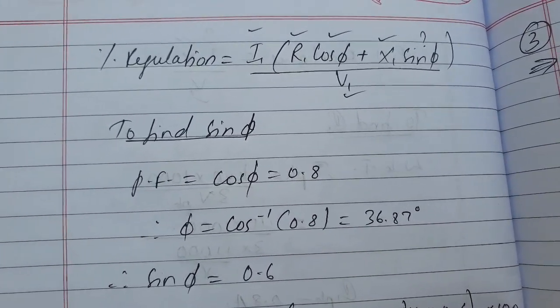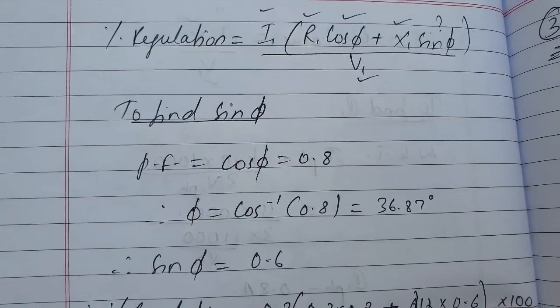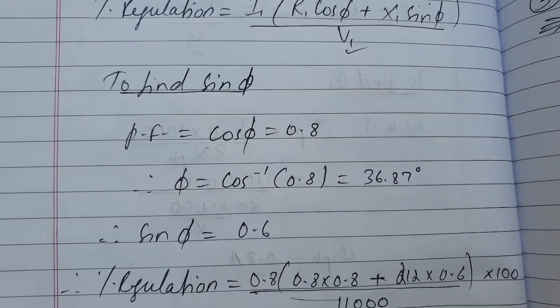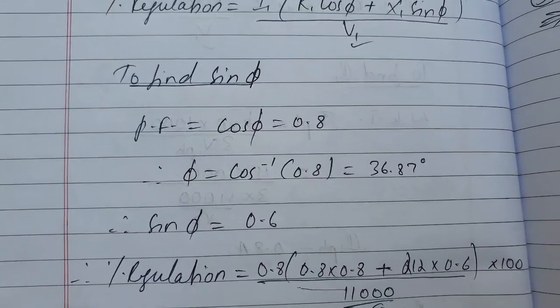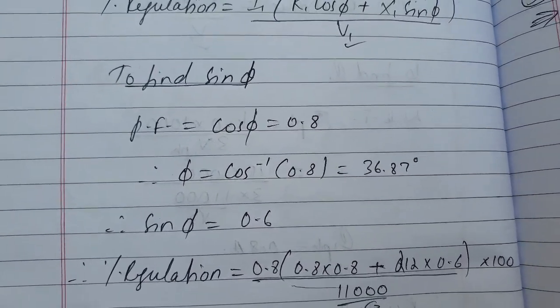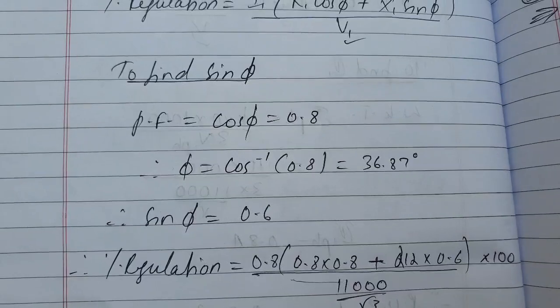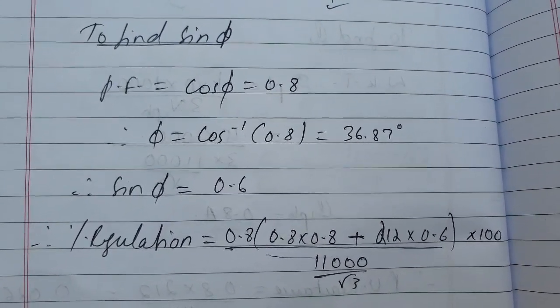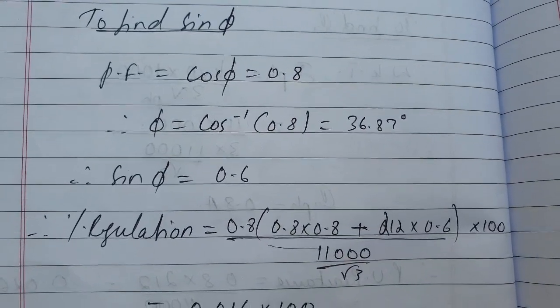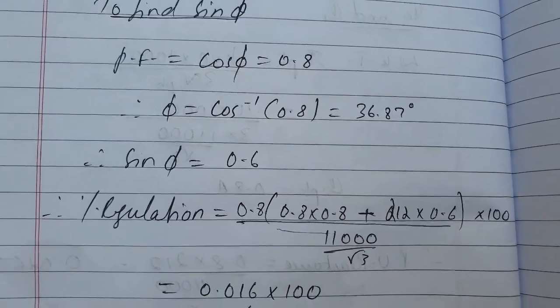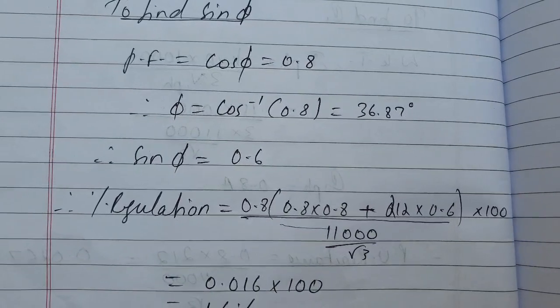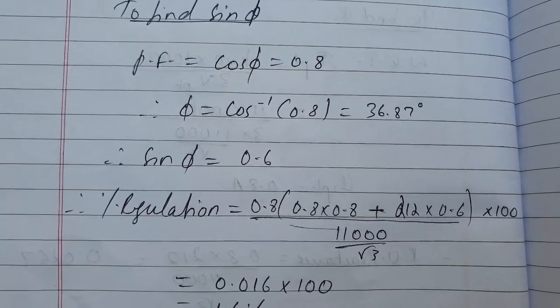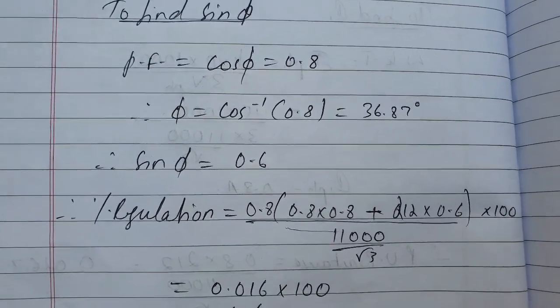So first we will find out the value of sin phi. We know that power factor is nothing but cos phi is equal to 0.8. It is given. So from this we will find out the angle phi. Therefore phi is equal to cos inverse of 0.8. So the angle is 36.87. Substitute the value of phi and find out sin phi value as 0.6.